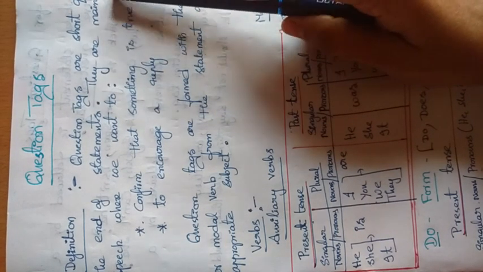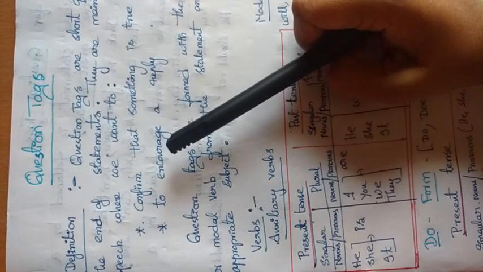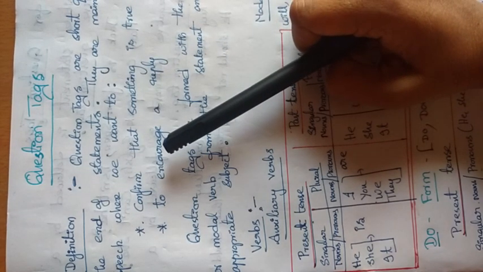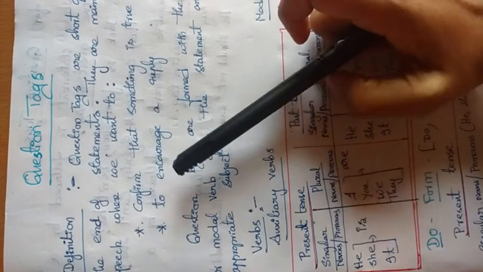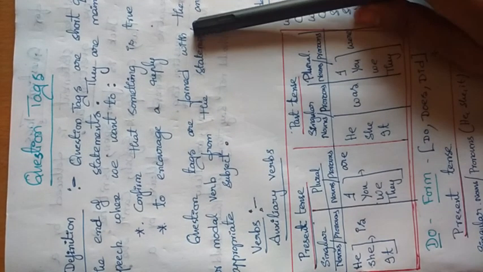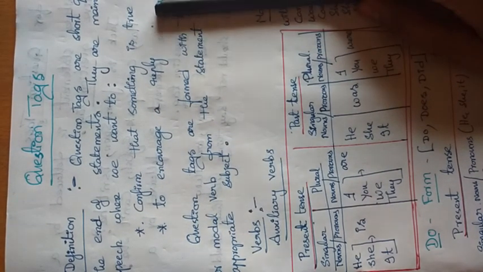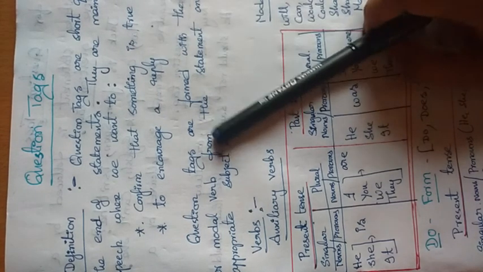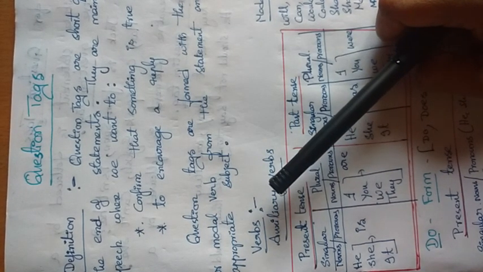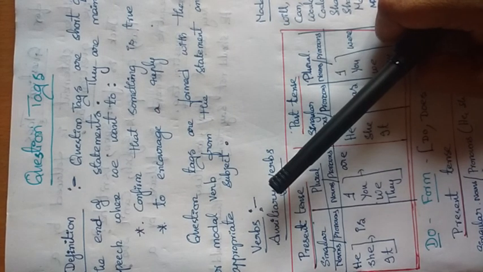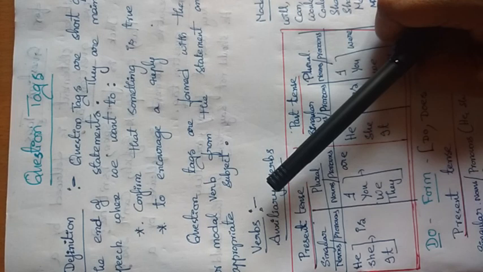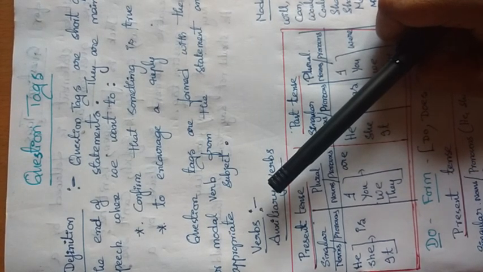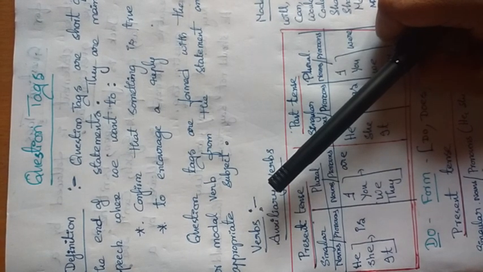They are mainly used in speech when we want to confirm the statement that we made, whether that is true or not. And also in order to give some encouraging reply. For example, if I say, let us start the lesson, shall we? Encouraging, we are giving confirmation for that. She is good, isn't she? Like that we will make.